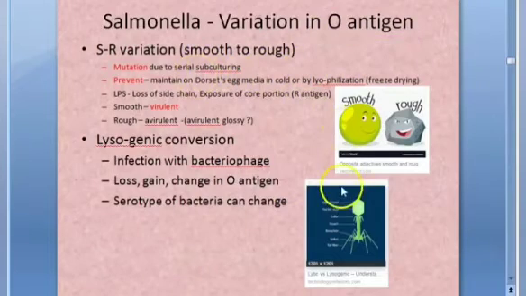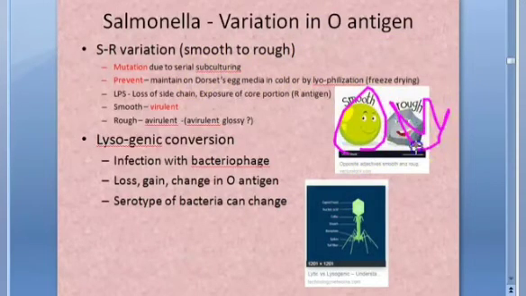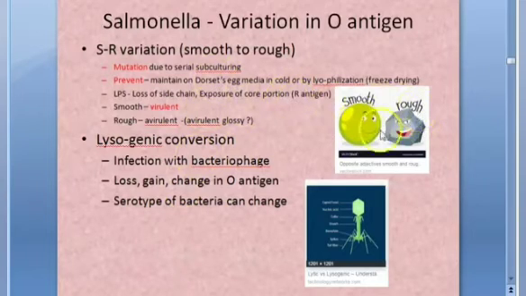In O antigen, it can change from smooth to rough. Smooth is actually virulent, remember. It can escape everything. So, if it becomes rough, that's good for us. All the smooth to rough change happens because of serial subculturing, right? So, if you subculture, it becomes rough, which is avirulent, which is good for us.